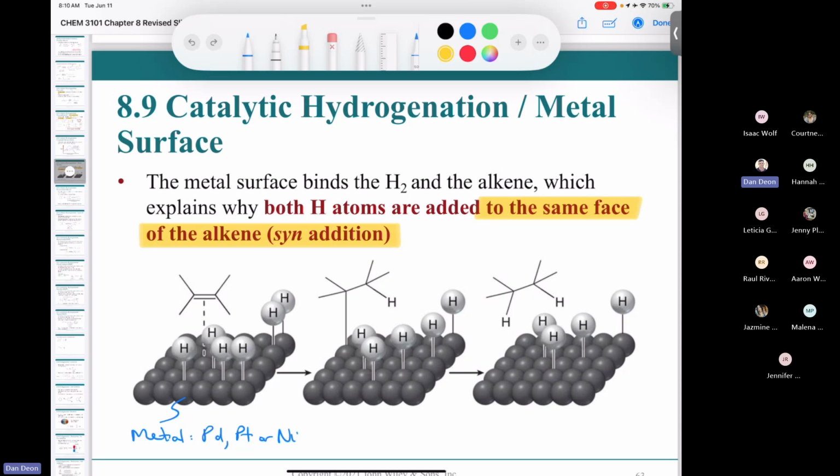Okay, so that is what we're interested in in our class: taking some kind of alkene and treating it with hydrogen gas, which gets absorbed on the surface of our metal, and then we end up with syn addition to end up with our alkane, okay?